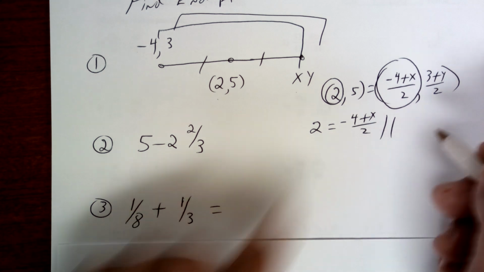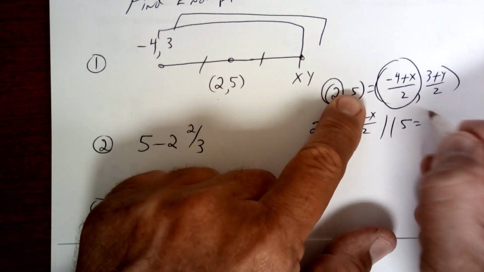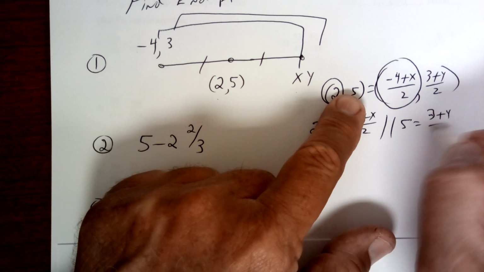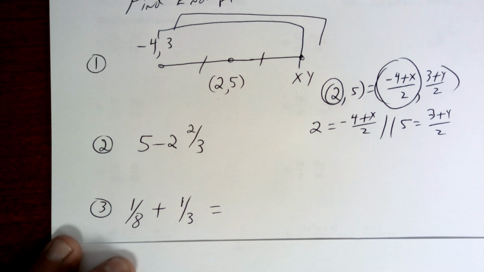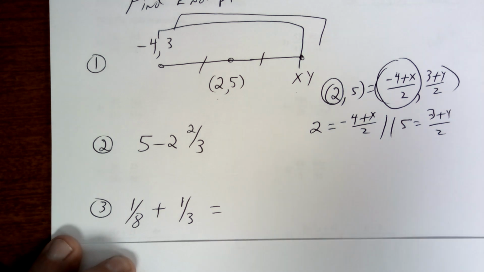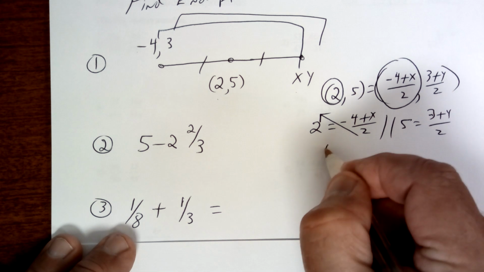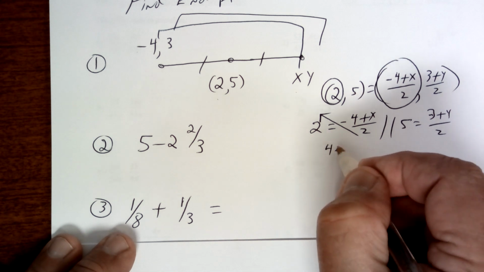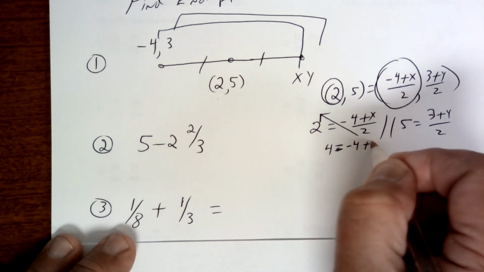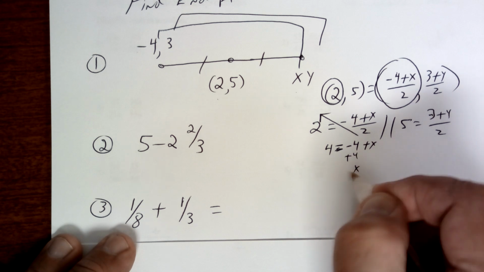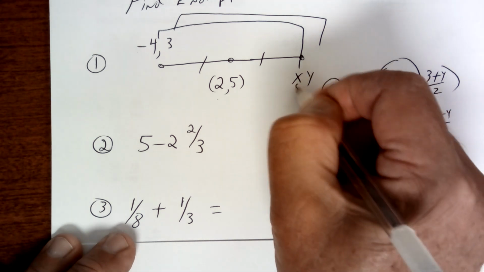And 5 is equal to 3 plus y divided by 2. And then you've got to work them out. Now some kids are like, well, I can't work it out. Okay, well, 2 times 2 is 4, equals negative 4 plus x. You want to add 4. I get x is equal to 8. So this one should be an 8.